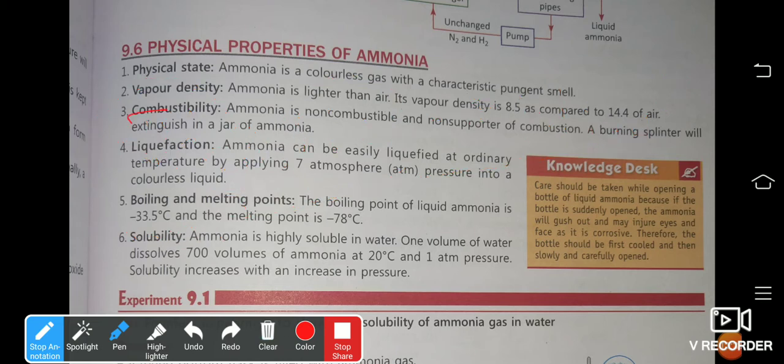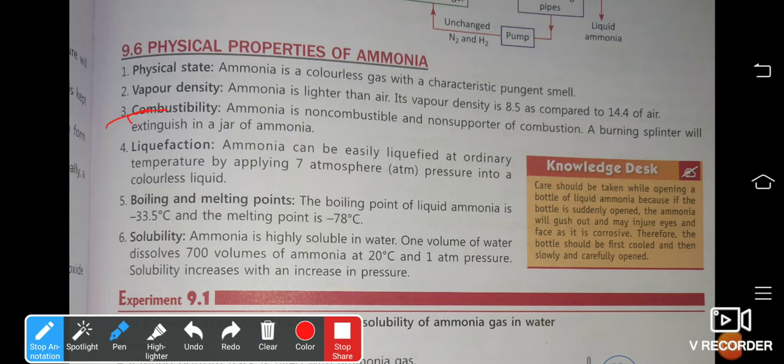Second thing is vapor density. Ammonia is lighter than air. Its vapor density is 8.5 as compared to 14.4 of air. Ammonia is non-combustible and a non-supporter of combustion. A burning splinter will extinguish in a jar of ammonia.